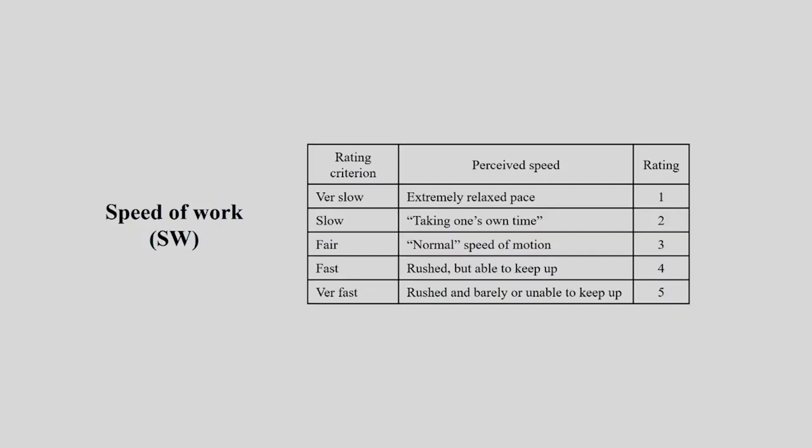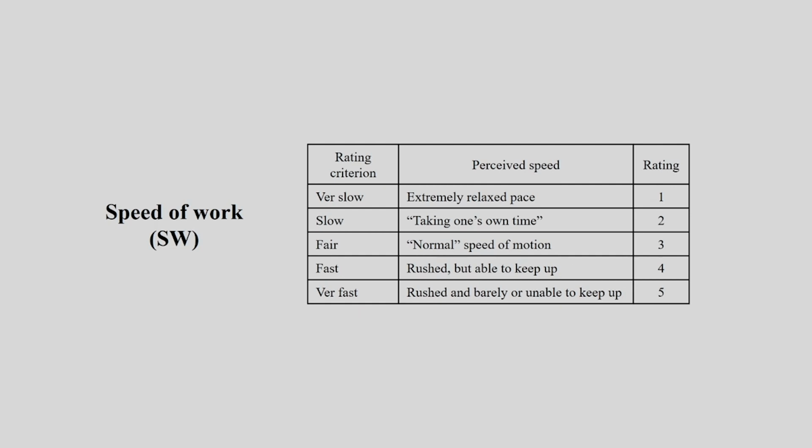Now, let us move to the next element, that is the speed of work. Again, here we can do the rating in two ways. A 5-point scale: very slow 1, slow 2, fair 3, fast 4, very fast 5. Or you can give a perceived rating: extremely relaxed pace, so there is no hurry. Slowly the person is working. There is no pace. It's very relaxed. Taking one's own time. It's not very relaxed, but yes, he or she is completing the task on their own time. It's not very slow. It's being done on time.